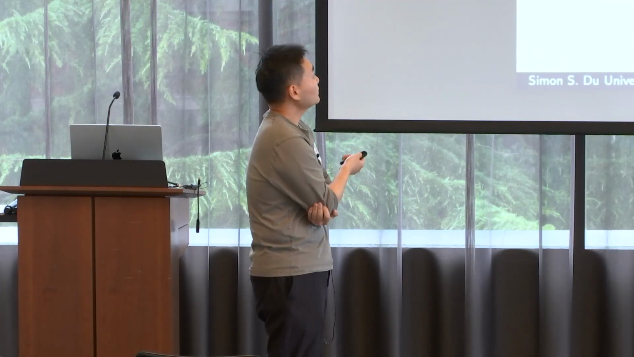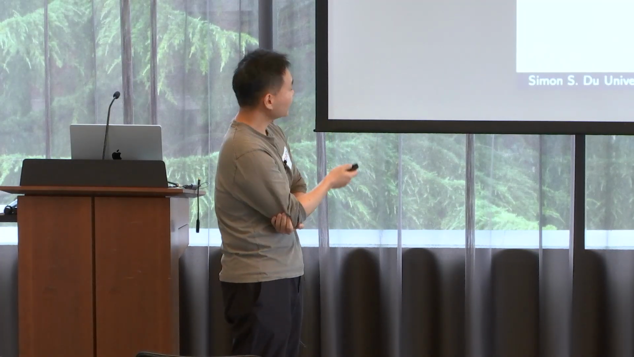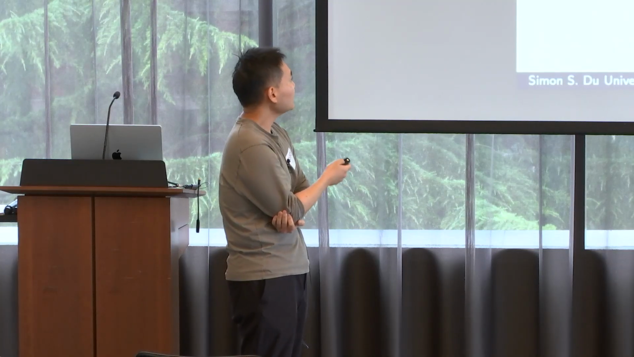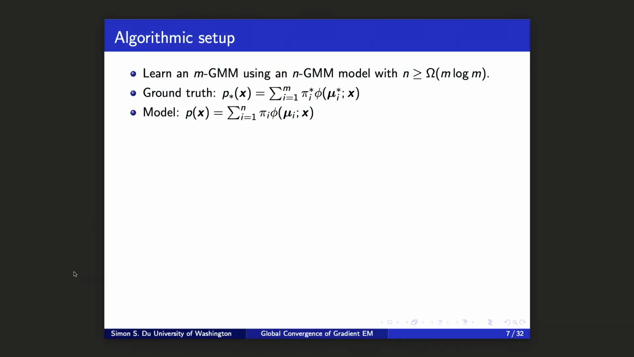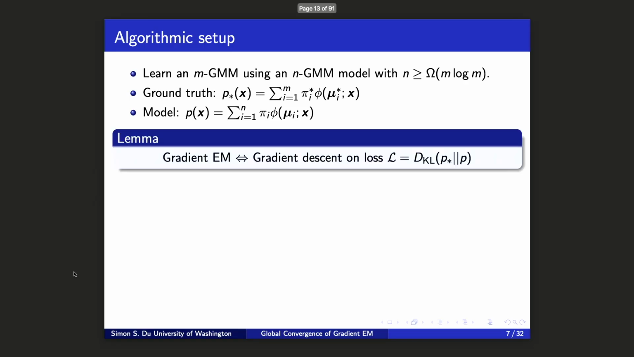All right, so now let's get into more technical details. So here's the ground truth, P star, and here's our learning model. First, a general observation is that if you apply gradient EM, it's basically equivalent to applying gradient descent on the KL divergence between P star and P. From here, I'll basically assume we have an infinite number of samples and only focus on the optimization aspect.